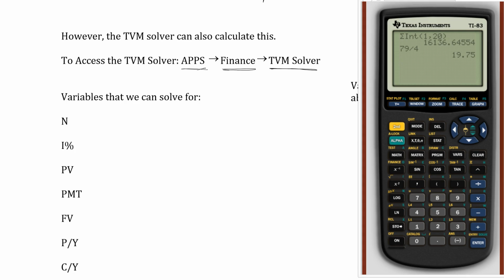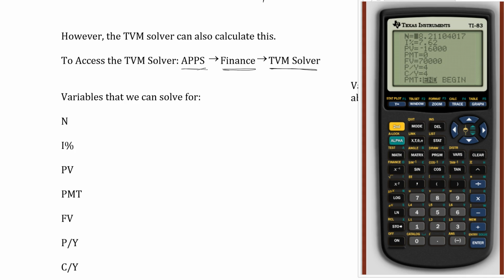So, we're just going to clear everything out. I am going to go second function, finance. You will probably go apps, finance, TVM, apps, and then finance. But we're going to come to the same window here, and I'm going to click 1 for the TVM Solver. Enter. You're going to get something that looks like this. We have an N, an I percent, and we have a PV, a PMT, an FV, a P/Y, and a C/Y, and then this payment end thing.